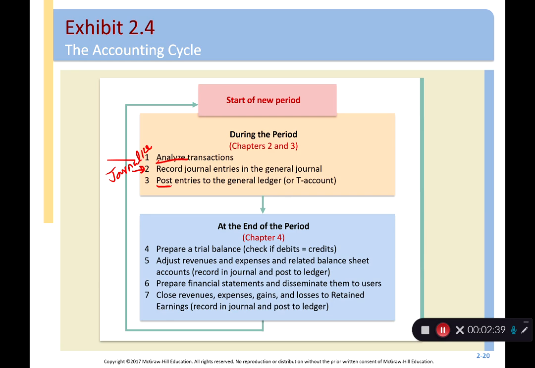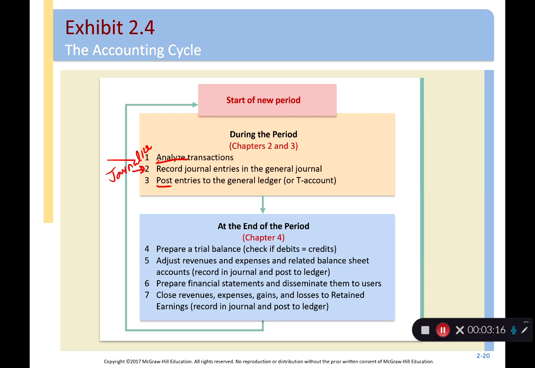And then at the end of the accounting period, there's still some additional steps that we need to perform, and we'll discuss those steps in Chapter 4, and that's preparing a trial balance, which is basically a practice run to make sure debits equal credits before we prepare the financials. Making any adjustments needed at the end of the period to fix our revenue and expense balances. It's possible at the end of the period that we've earned some revenue that we haven't recorded, or that we've used some expenses that we haven't recorded. So we need to make those adjustments, and we'll learn more about that in Chapter 4.